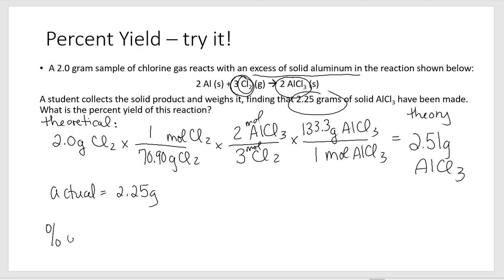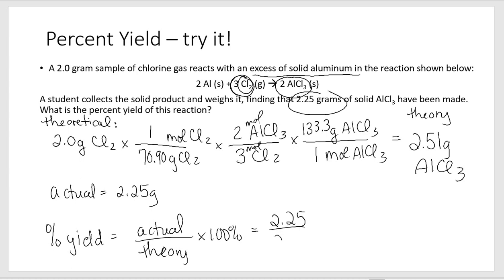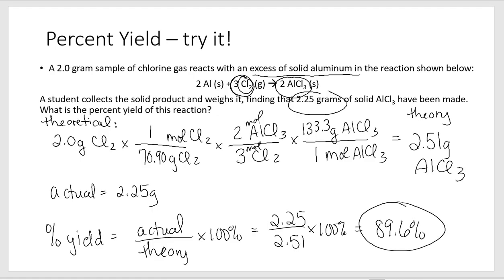So your percent yield is going to be what you actually got divided by what you should have gotten in theory, and then you multiply it by 100 to turn it into a percentage. So that's 2.25 divided by 2.51 times 100%, and you end up with an 89.6% yield, which is actually pretty good percent yield for a reaction.